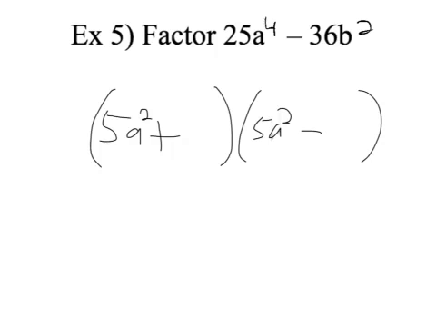So to factor by difference of squares, you can only have 2 terms. Both terms have to be perfect squares. And then to factor it, set up 2 binomials, a plus sign in one, subtraction in the other, and take the square root of both terms.